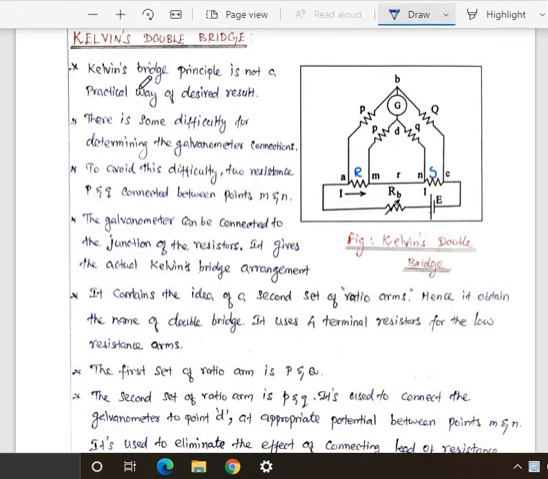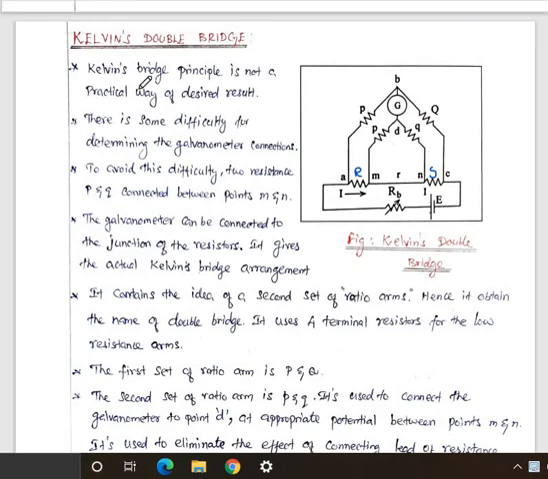Hi students, now we have to learn about Kelvin's double bridge. In the previous class we discussed the Kelvin bridge. Now we have to learn about the Kelvin double bridge. So what is the main difference between the Kelvin double bridge and the normal Kelvin bridge? It has some additional resistances included here.